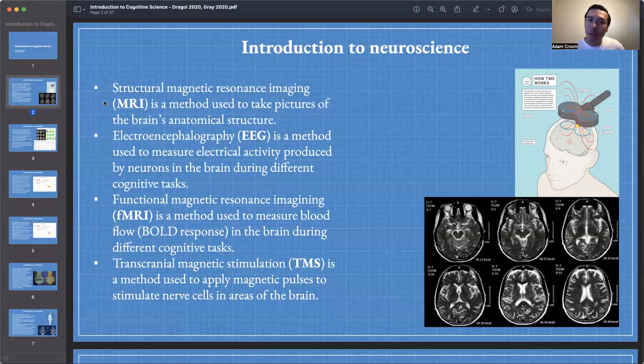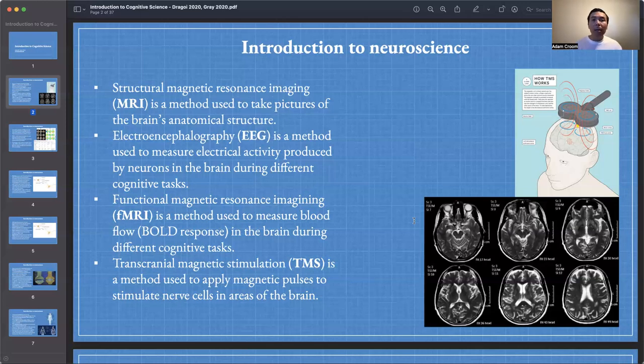All right, we have other approaches in addition to the lesion approach. We have structural magnetic resonance imaging, or MRI. And this is a method that's used to take pictures of the brain's anatomical structure. Okay, so as you can see in the bottom right figure on the slide, we have some static pictures of the brain, right? Different slices of the brain. MRI is nice because we can get a nice static structure or picture of what the brain looks like.